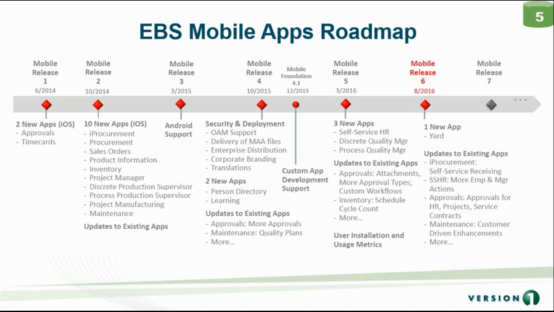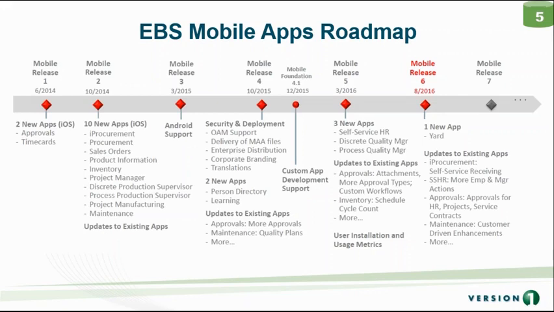Before we move on to our final section, which is an overview of specific mobile applications, let's take a closer look at Oracle's EBS Mobile Apps roadmap. Back in June 2014, EBS Mobile Apps was launched, which simply included the two applications, Approvals and Time Cards, and only for iOS. 4 months later, 10 new apps were added, plus updates to the original 2. March 2015 saw the introduction of Android support with Mobile Release 3. And in October 2015, we have enhancements around security and deployment, as well as the first of the HR-related apps.